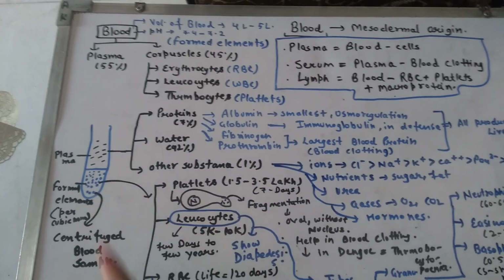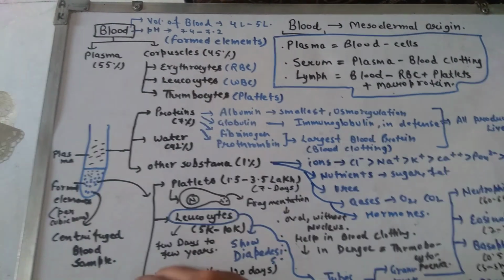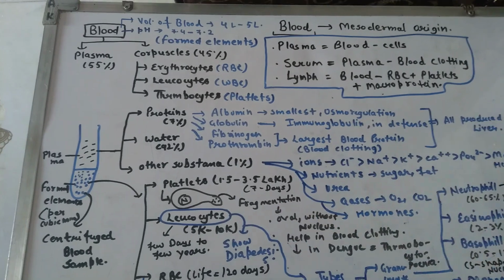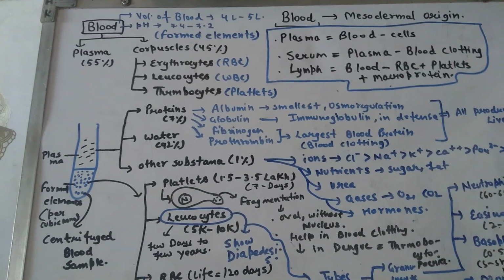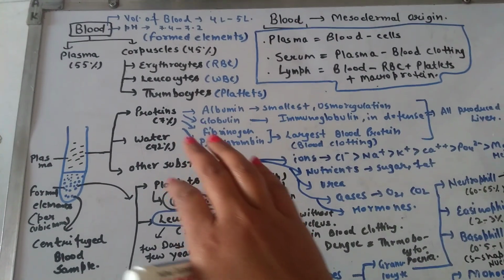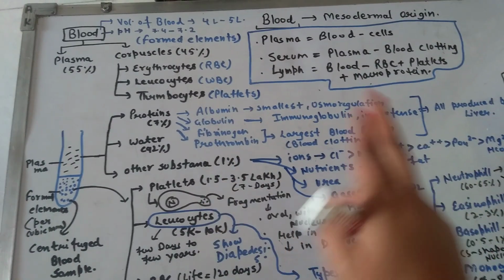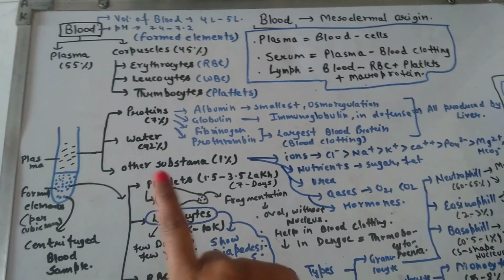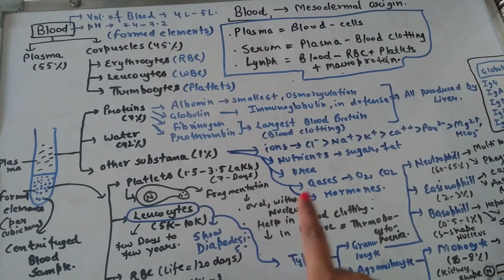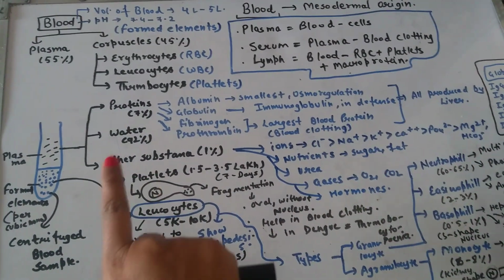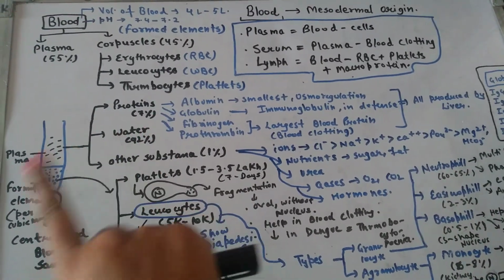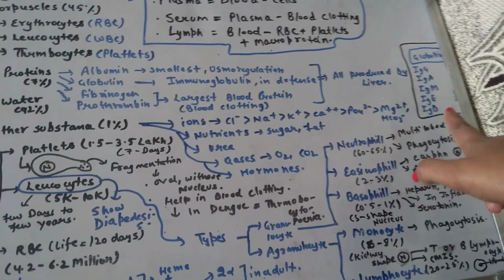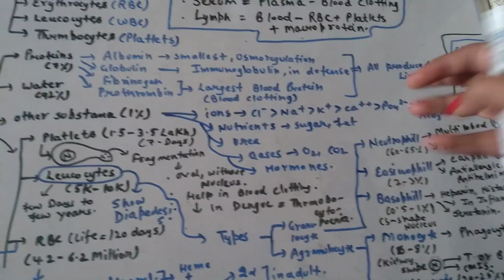This is a centrifuged sample. Further, plasma is divided into three parts: protein, water, and other substances. Proteins are further divided into albumin, globulin, and fibrinogen. What is the main function of albumin? Osmoregulation. Globulin, defense mechanism. Fibrinogen and prothrombin help in clotting. Other substances include ions, nutrients, urea, gases, and hormones. Now water forms a major portion of plasma, that is 92%, and immunoglobulins help in defense mechanism.